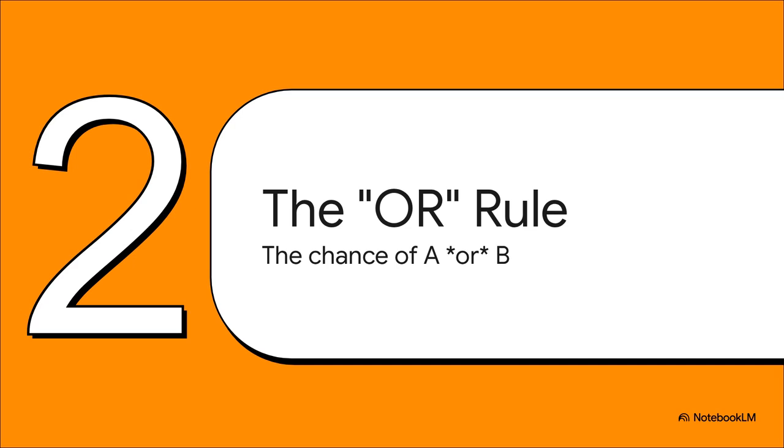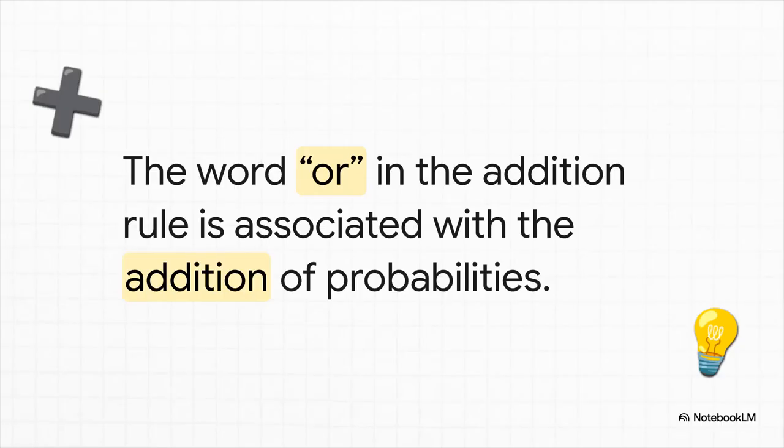Okay, with that foundation laid, let's get into our first big rule. This is the one we use when we want to figure out the probability of event A or event B happening. And listen, if you remember one thing from this section, make it this. When you see the word or in a probability problem, your brain should immediately think addition. It's the most important mental shortcut. Or means we're going to be adding some probabilities together.